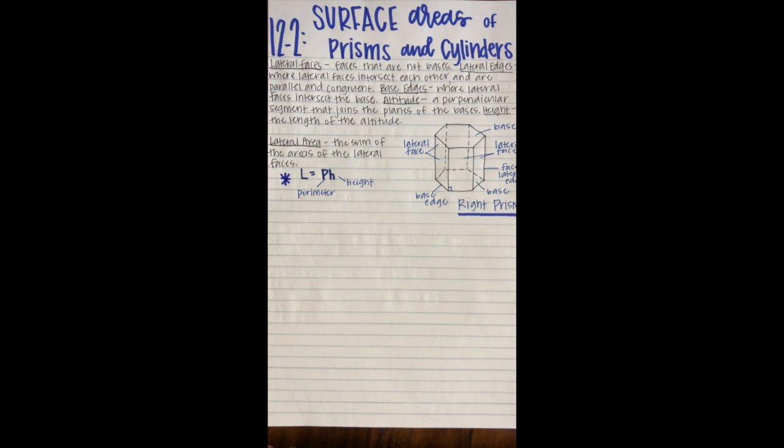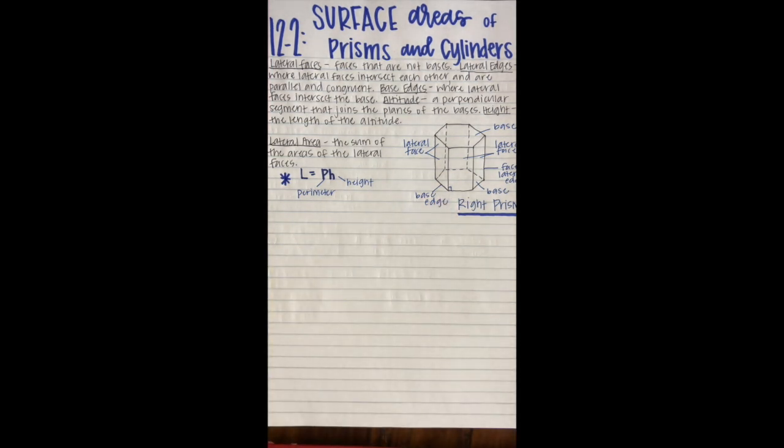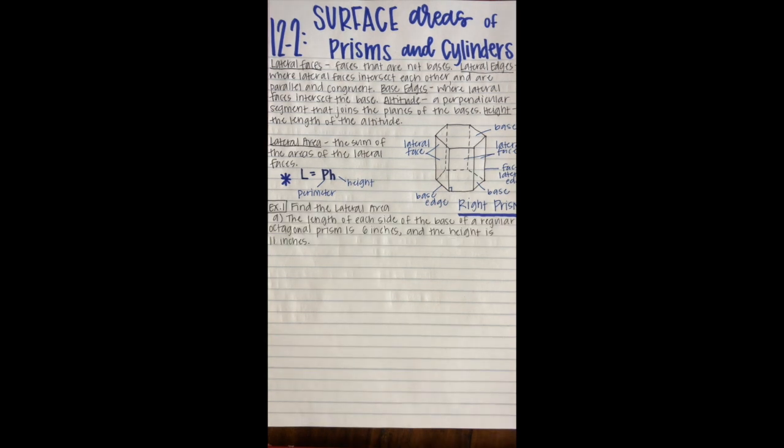And then one thing I just wanted to show you on this one is that I put a right angle to show you that this is a right prism. If it didn't have this right angle, then it would be an oblique prism. It's just at a slant, which changes slightly how you would solve. So we're going to be solving for lateral area first, which is just the sum of the areas of the lateral faces. So you just find the perimeter and multiply it by the height, and that's how you'd have the lateral area.